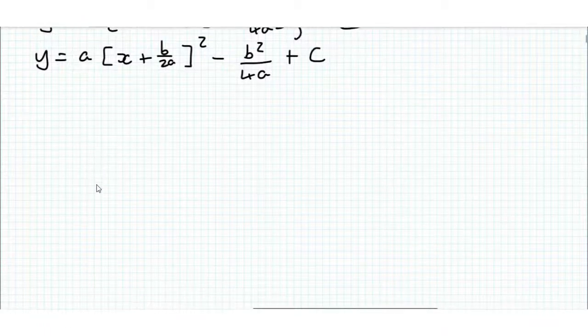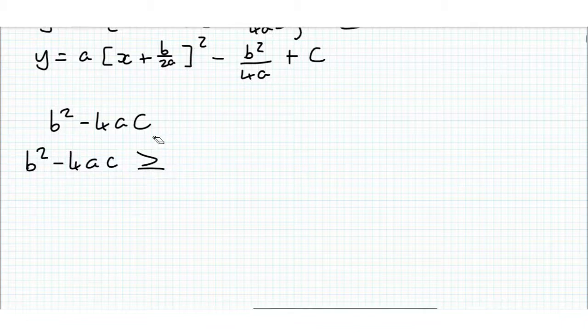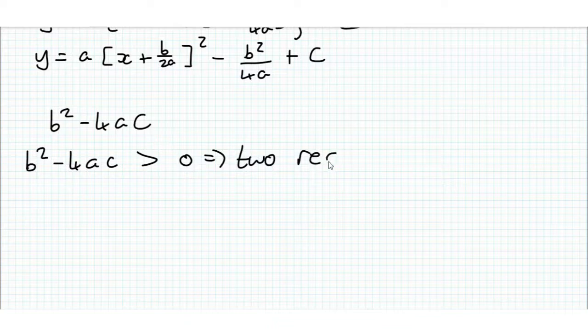The next thing I want to look at with quadratics is the discriminant, and the discriminant is equal to b squared minus 4ac. Right, when b squared minus 4ac is greater, and we'll consider the equal to case in a minute, is greater than 0, this implies we have two real roots. So this means we cross the x-axis twice, okay, at unique points.